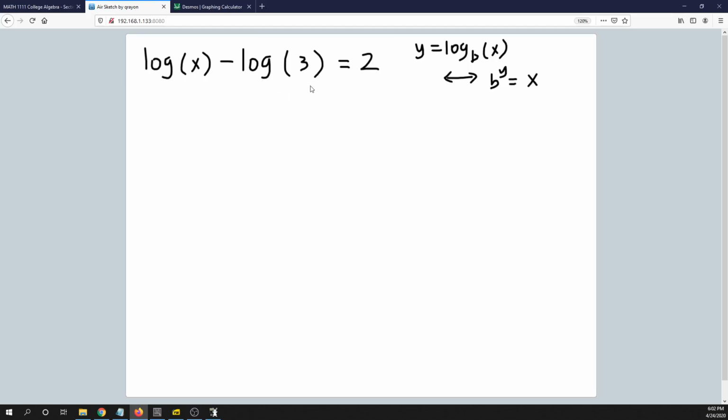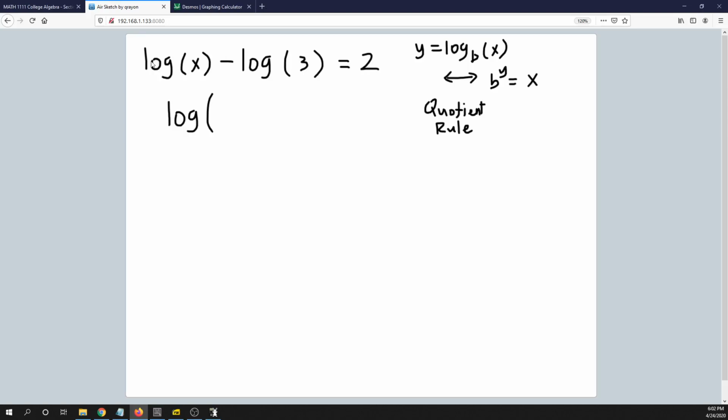Those three properties that we talked about are the product rule for logs, the quotient rule for logs, and the power rule for logs. The one that we are using here is the quotient rule for logs, okay? The quotient rule for logs says that if I have the log of a fraction, then I can rewrite that as the log of the top minus the log of the bottom, okay?